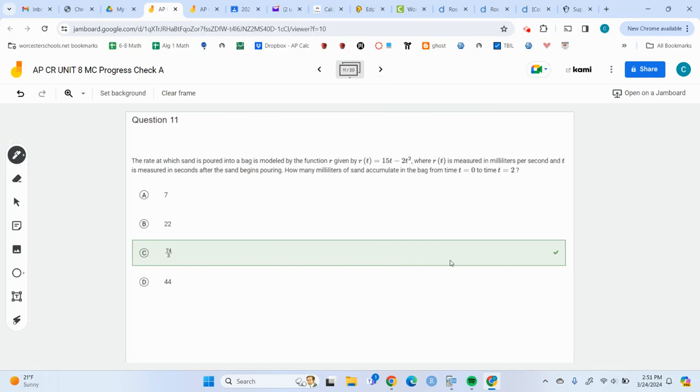Okay, next one. The rate at which sand is poured into a bag is modeled by this function R, where R is measured in milliliters per second. T is measured in seconds after you start pouring. How many milliliters of sand accumulate in the bag? Oh, this is a nice one. Classic accumulation problem. You do the integral of the rate, which will give you the amount accumulated.